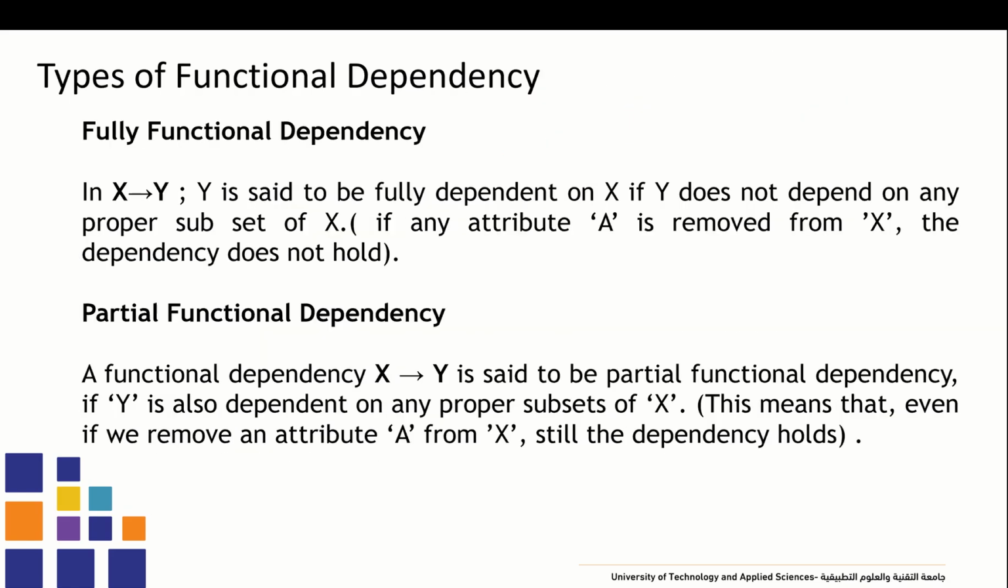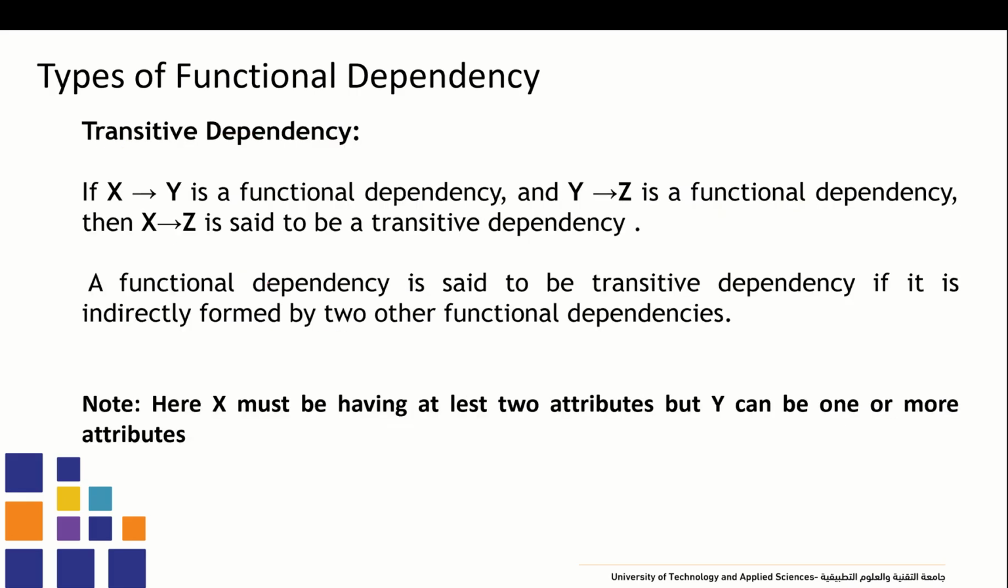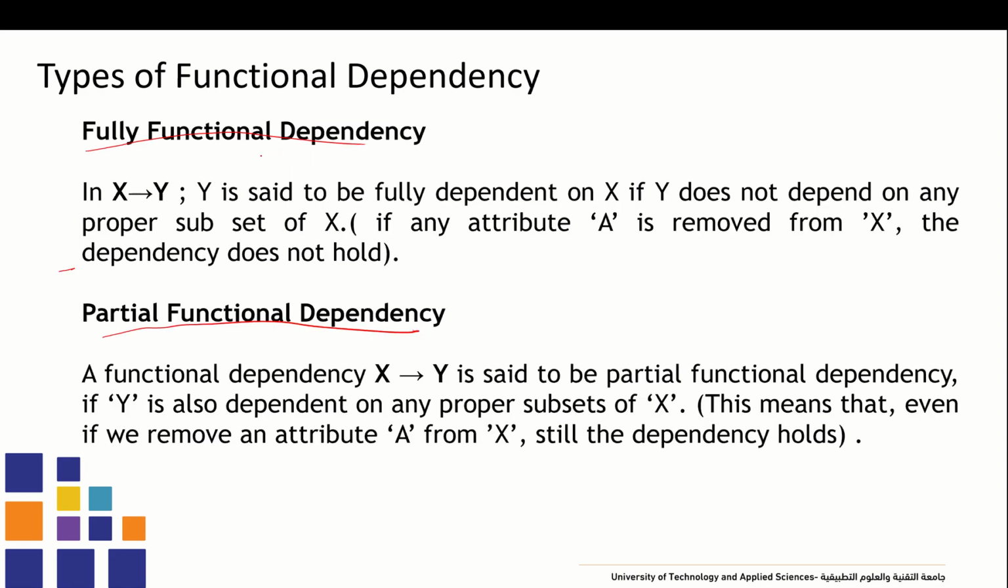So there are three types of functional dependencies available. Okay, the first one is called fully functional dependency. The second type is called partial functional dependency, and the third type is called transitive dependency. So there are three functional dependencies. So what is fully functional dependency?